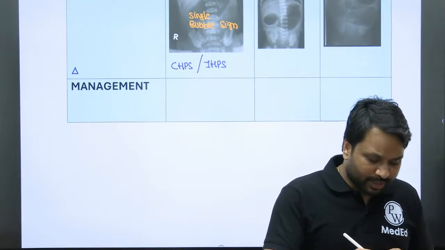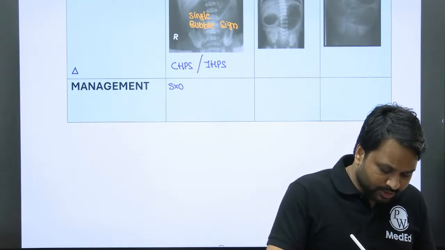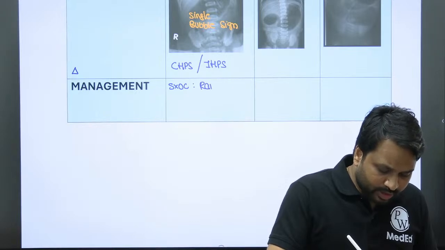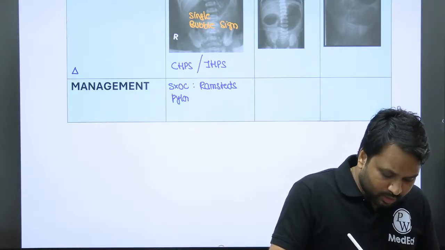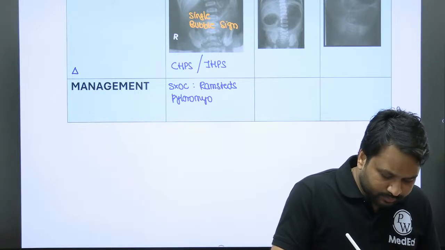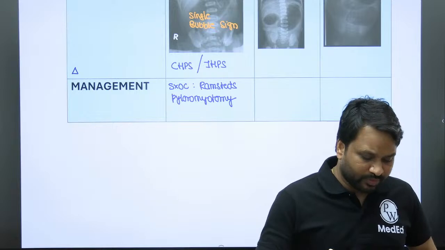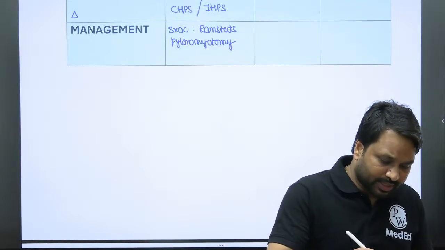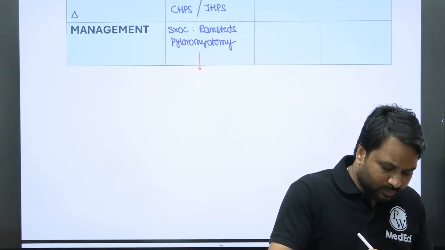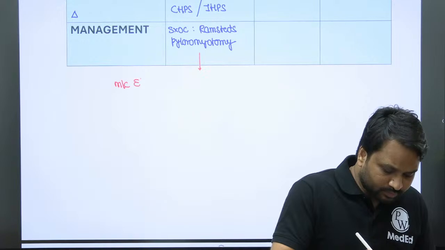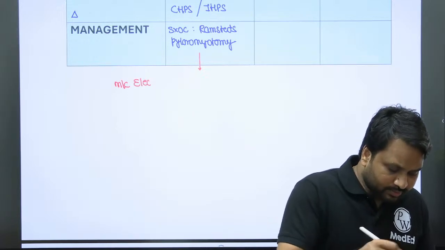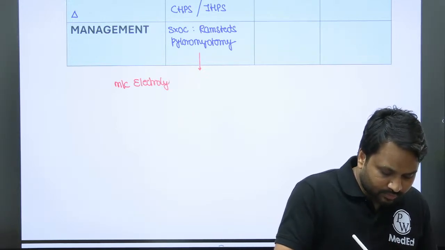Now remember, the management here is going to be surgery, and the surgery of choice is going to be Ramstedt's pyloromyotomy. It is your Ramstedt's pyloromyotomy. Now, the additional question that they can ask you here is the most common electrolyte imbalance.